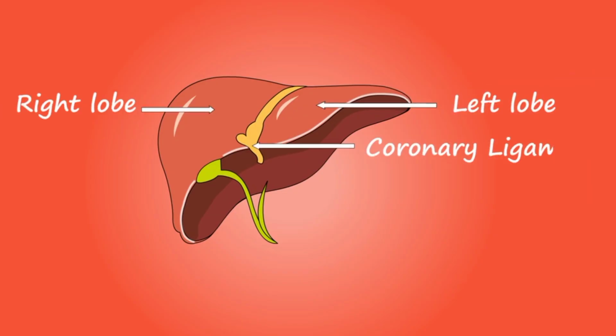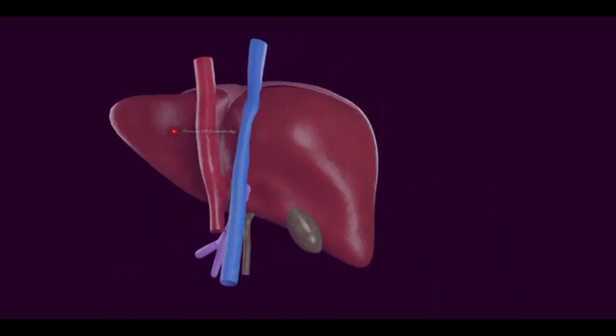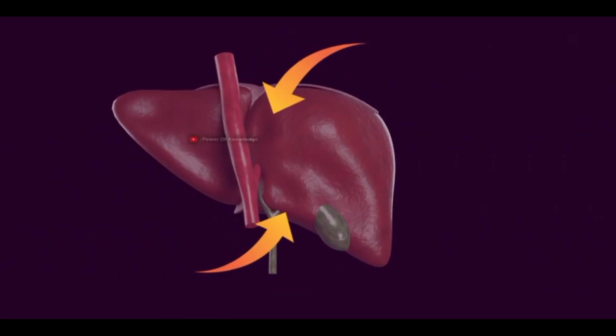The left and right lobe are divided by the falciform, sickle shaped in Latin, ligament, which connects the liver to the abdominal wall. The liver's lobes can be further divided into eight segments, which are made up of thousands of lobules, also called small lobes. Each of these lobules has a duct flowing toward the common hepatic duct, which drains bile from the liver. The lobes of the liver are made up of tiny lobules just visible to the naked eye.